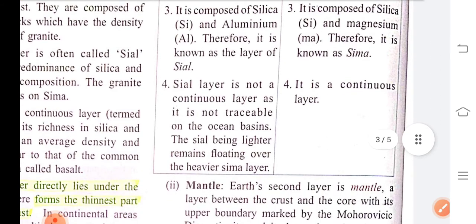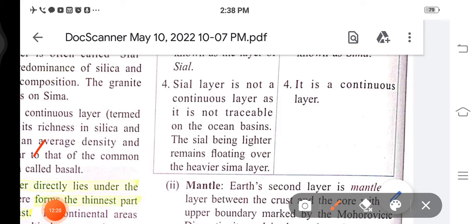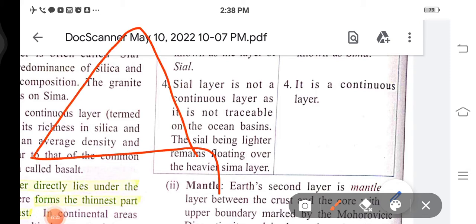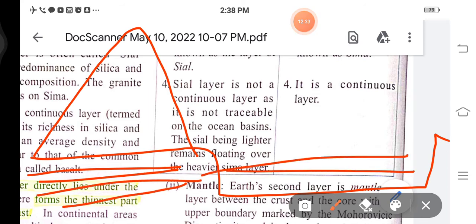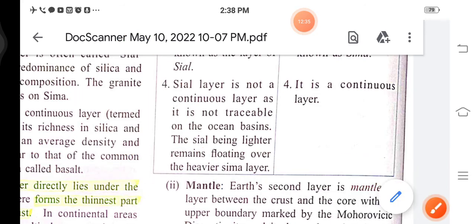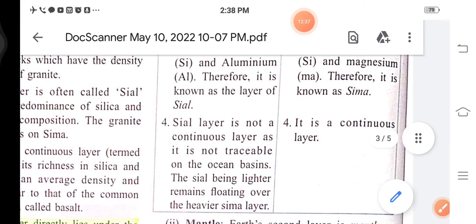The Sial layer is not continuous as it is not traceable on the ocean basin. How is it not? You see, here is the ocean. You know, the ocean is more. So here there is Sial, and here Sial would not be present because only ocean is there. So here, what they're saying is that Sima is a continuous layer.